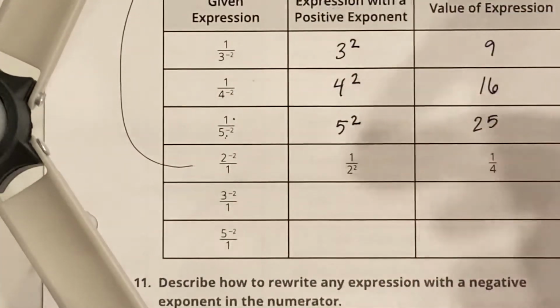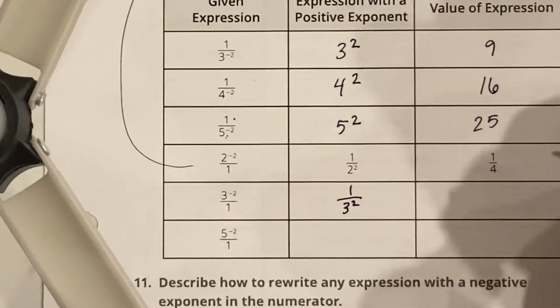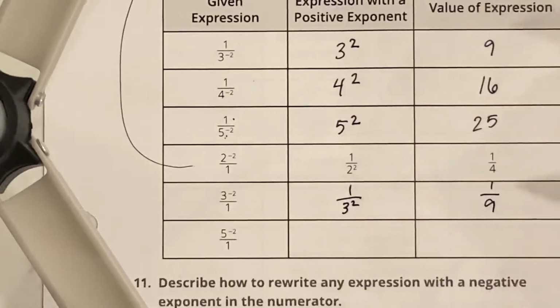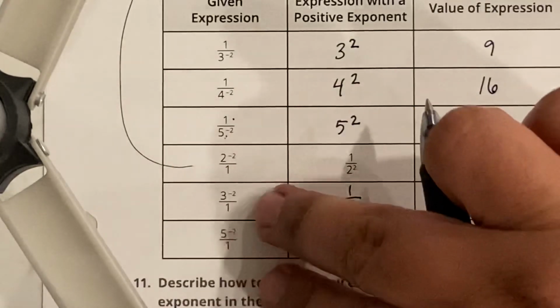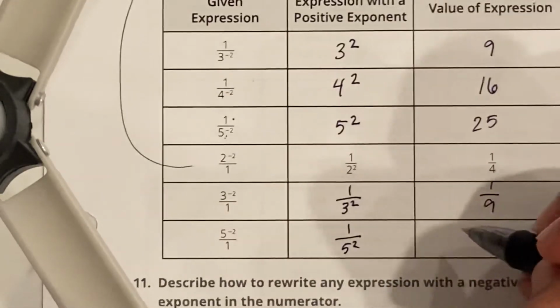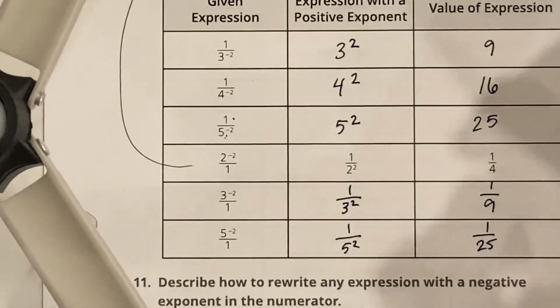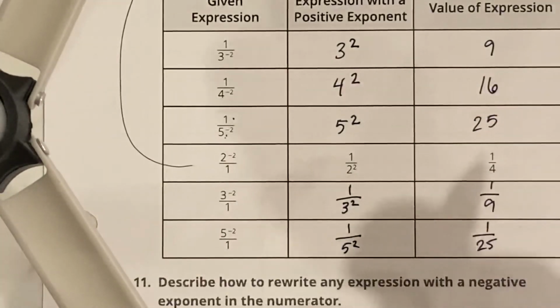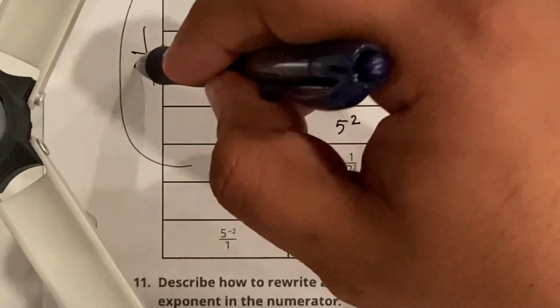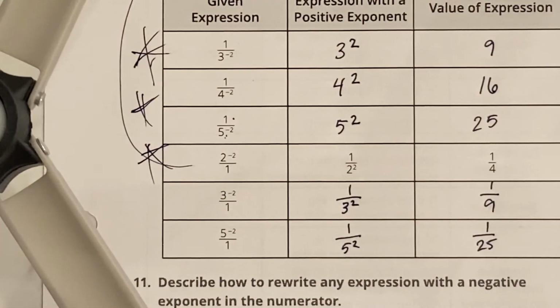Doing the negative inverse, we get 1 over 3 to the power of 2, which is just 1 over 9. Doing the negative inverse, 1 over 5 to the 2, which is just 1 over 25. I love this table a lot. Definitely star it. Do what you got to do. Star it up. The negative rule is very, very intense.